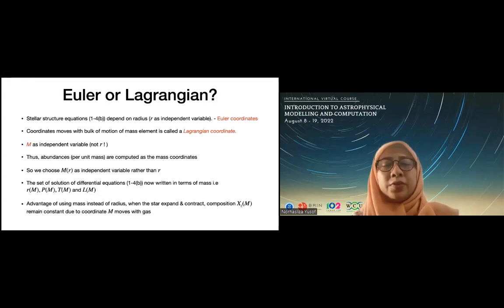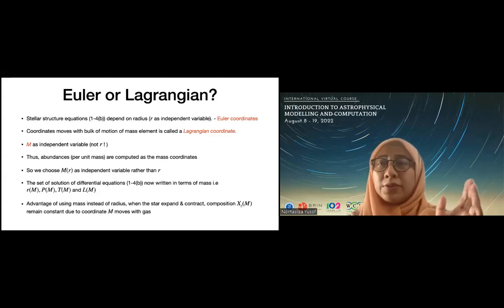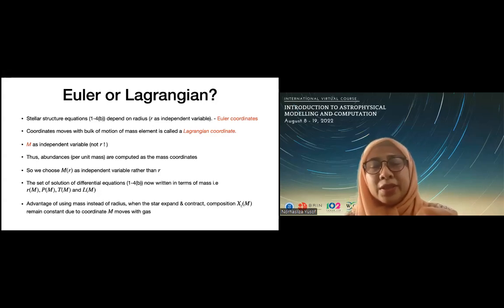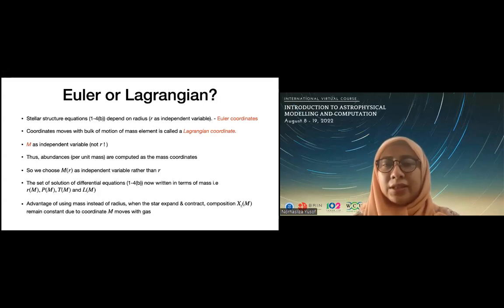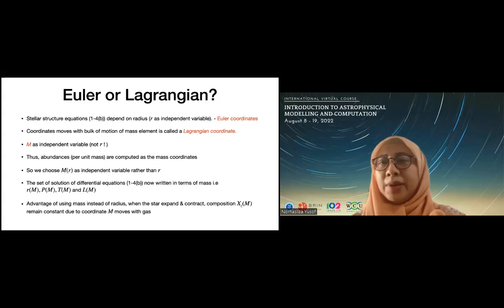Another option is the Lagrangian coordinate, where the coordinate moves with the motion of the mass. So instead of using R, we use mass. Why do we want to transform equations 1 until 4b into a Lagrangian coordinate? Why don't we want to use Euler? There is a reason behind this. One thing is that we have abundance, and abundance is not yet included in equations 1 until 4b.